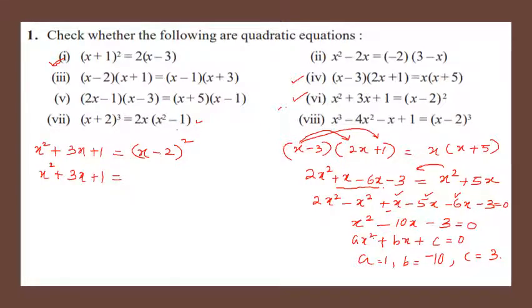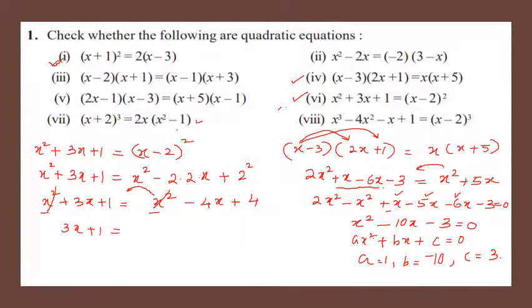When you expand the right hand side, the left hand side is already expanded. This is (a minus b) whole square, that is a square minus 2ab plus b square, with 2 into x. Now you have x square plus 3x plus 1 is equal to x square minus 4x plus 4. Now you see, this side you have x square, here also you have x square. If you take this x square to the other side, it will become minus x square. So x square minus x square, these two will get cancelled. What is remaining? 3x plus 1 is equal to minus 4x plus 4. If you take minus 4x to the other side, it becomes plus 4x, so you get 7x minus 3 is equal to 0.